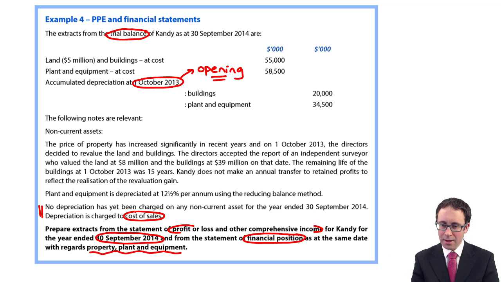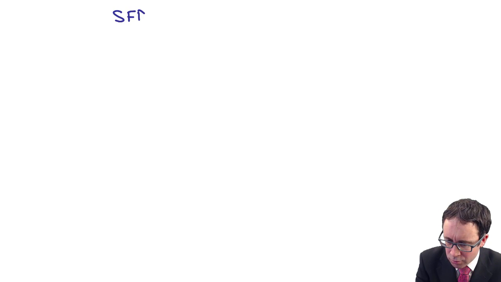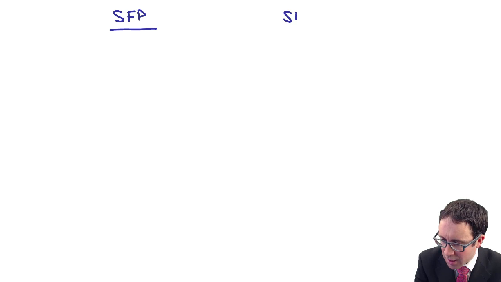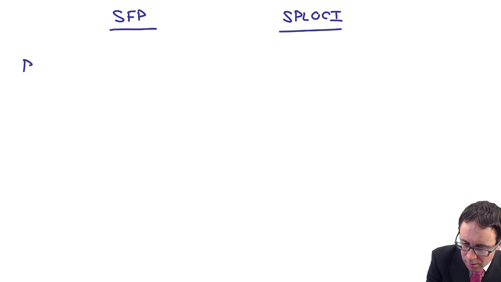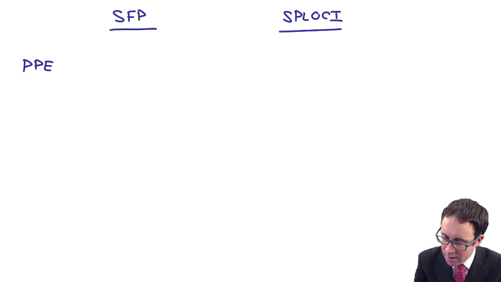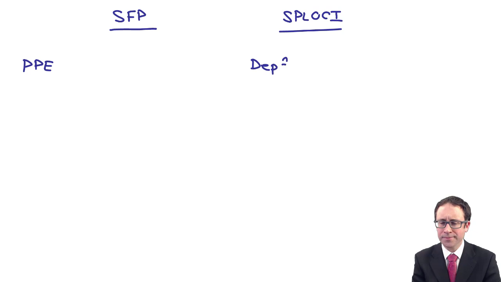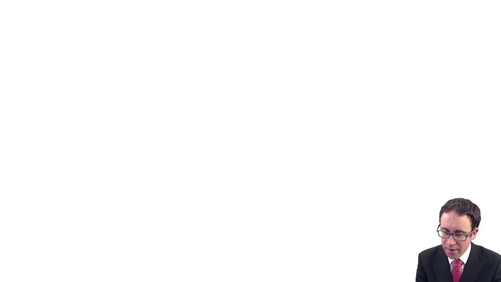Before we read into it any further, let's just look at the financial statements. So statement of financial position, statement of profit or loss and other comprehensive income. On the SFP, there will be some PPE, and in the statement of profit or loss, there will be some depreciation, won't there? There could be other things going on, but that's just my focus for the time being.